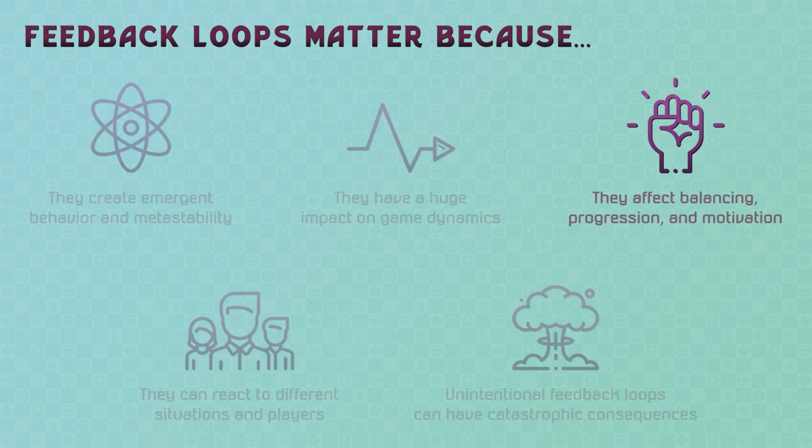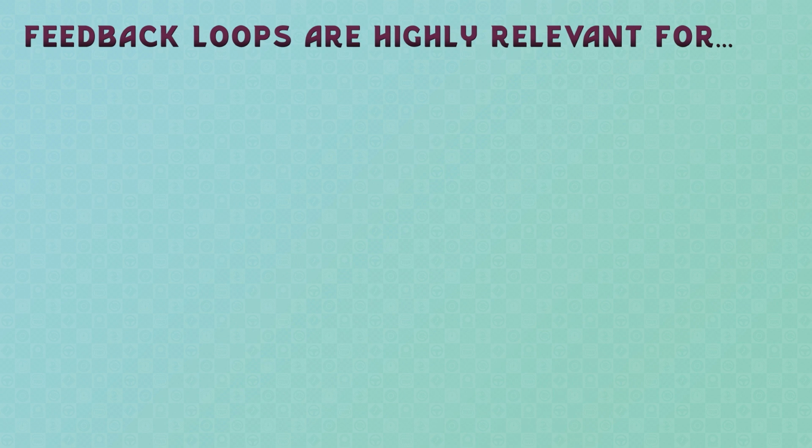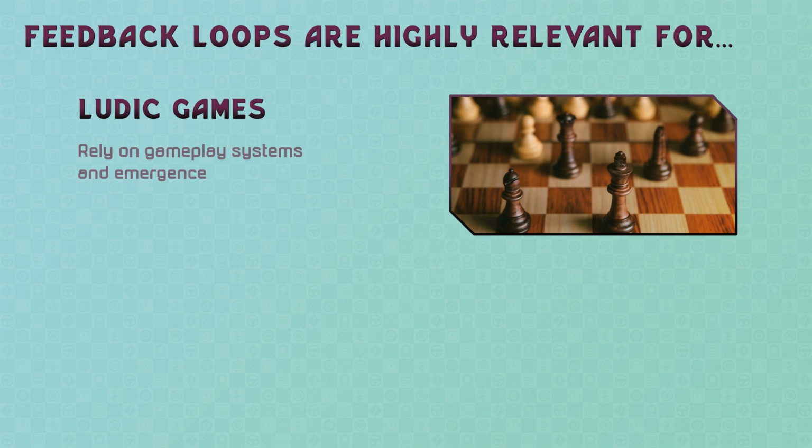Despite those more or less universal qualities of feedback loops, of course there are games where feedback loops are even more important. And they are highly relevant for ludic games, so games that rely heavily on systems and mechanics instead of trying to tell some kind of sophisticated story. In those kinds of games, it is very important to create emergence. So from just having a short list of comprehensible rules, you want to be able to create a lot of different gameplay situations, like for example in chess. Creating emergent complexity in a game from just a few components is what a lot of game designers would call elegant game design, and that's exactly what they're striving for when creating a ludic game.